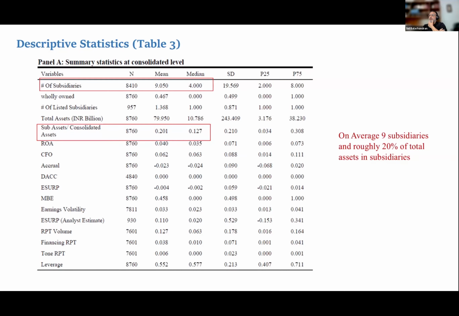Right. So, by the way, just a brief discussion about terminology.